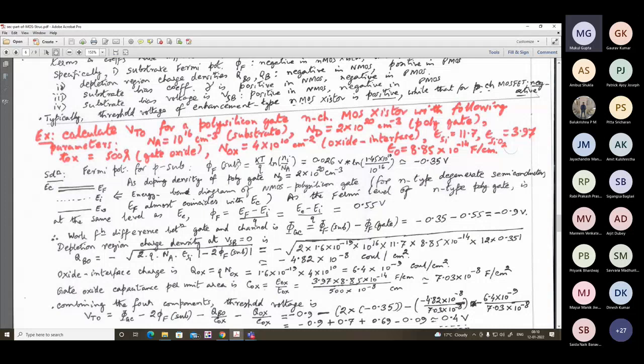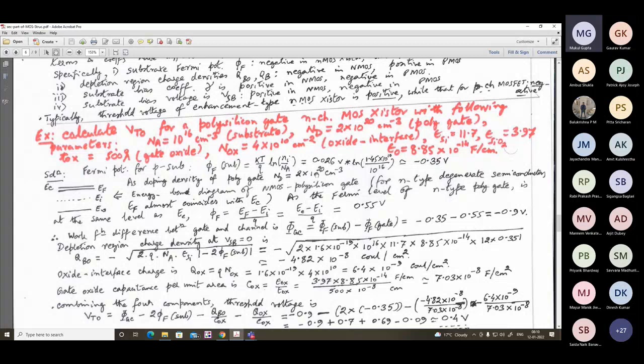Okay. So for that, you recall that for the substrate, which is a p-type semiconductor, phi F can be written as kT by q into log of Ni by Na. Normally kT by q is 26 millivolt at room temperature, and we take T to be 300 degree Kelvin. I believe it is clear, right? And Ni is the intrinsic silicon concentration, that is 1.45 into 10 to the power 10. And Na is 10 to the power 16, so this is minus 0.35 volt.